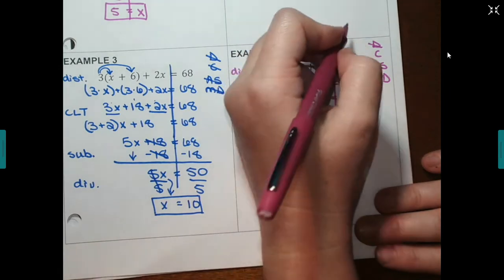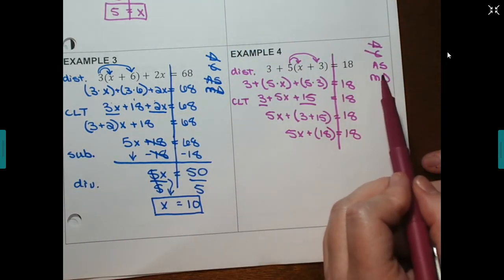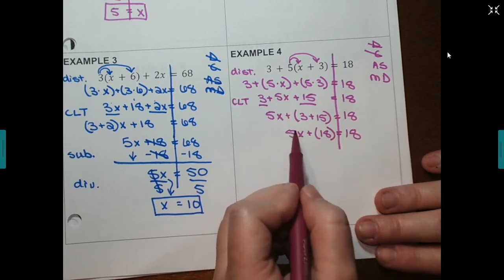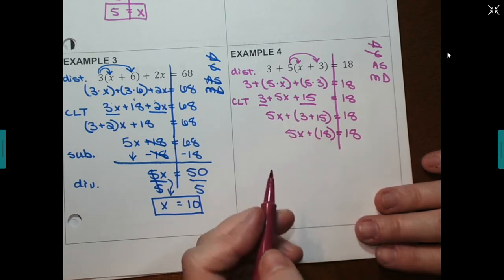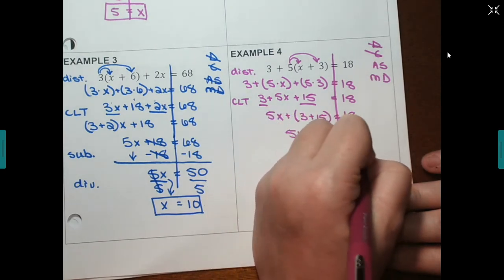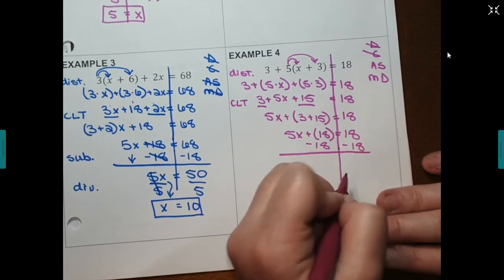CLT, combining like terms. So now we need to see, is there anything we can add or subtract? Well, we have our variable, but we're adding an 18 to it. So let's try getting rid of an 18. 18 minus 18. This is looking a little interesting. Hold on here. Let's see.